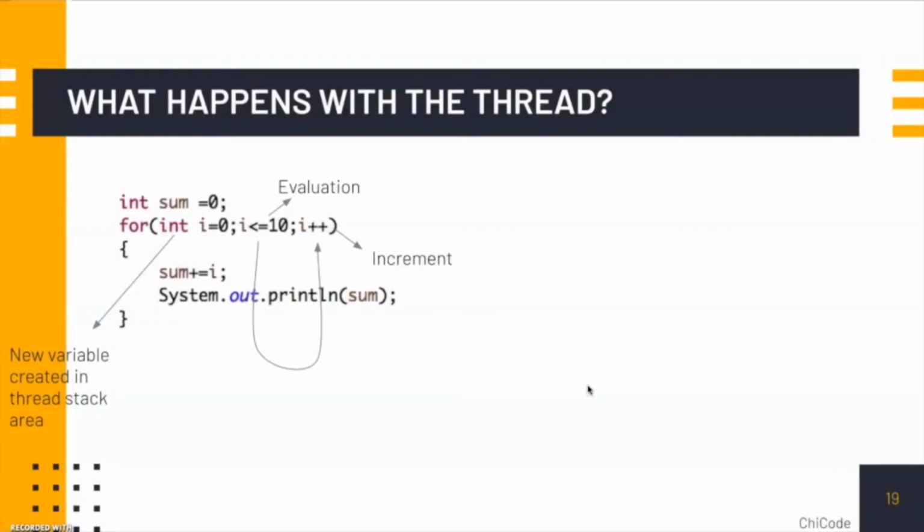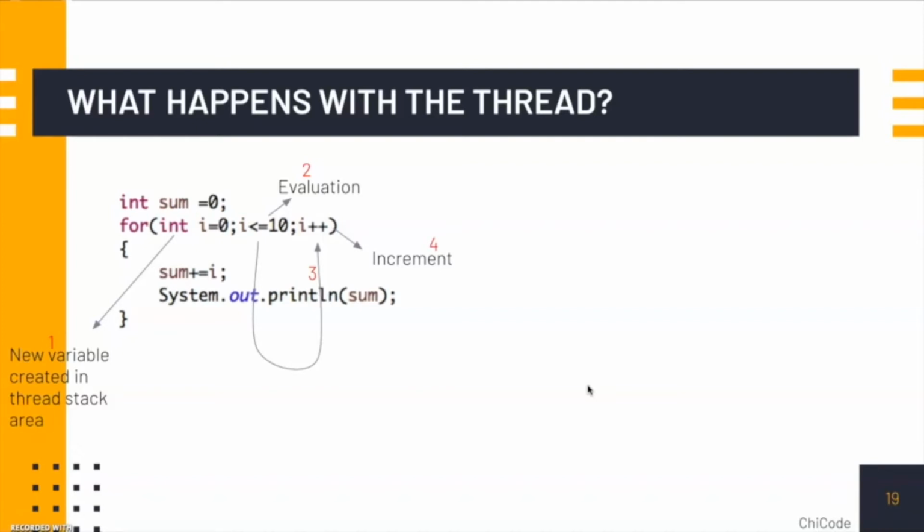Now let's talk about what happens in Java when we create a new loop and what happens inside the thread. So first of all, we create a new variable, then we evaluate the new variable, then we have the loop, and then it's incremented. So first, what Java is going to do, it's going to see, alright, there's a new variable here, so I'm going to go create it in the thread stack area.